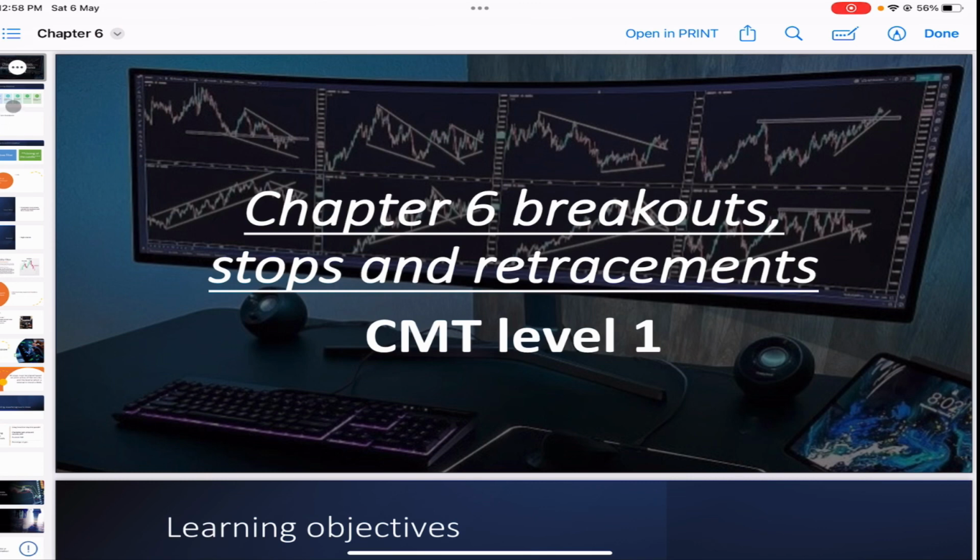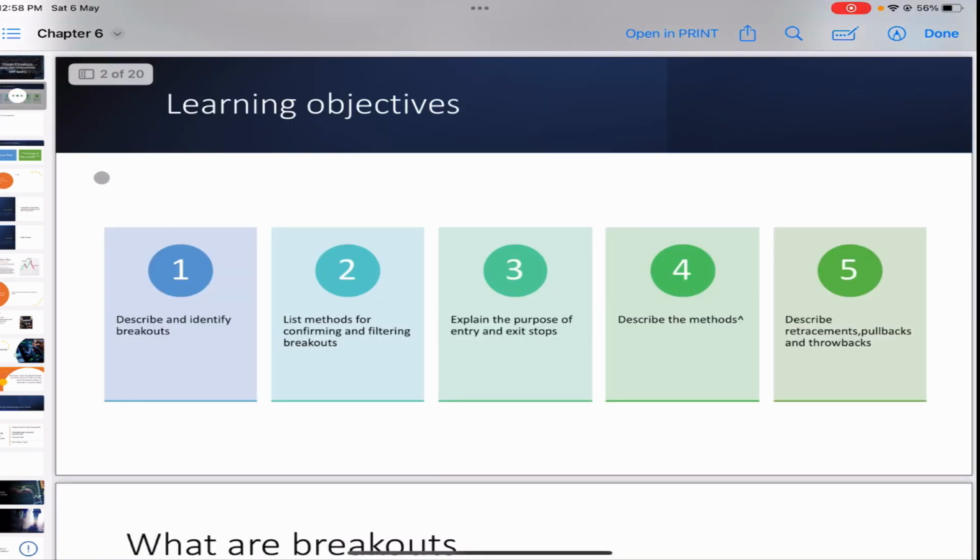All right. So these are the learning objectives in this chapter. First, we'll be able to describe and identify breakouts. What exactly are breakouts? Having a breakout is the first thing, but we also need to confirm the breakout. We can't just enter into a trade as soon as we see that it broke out. We need to confirm that the breakout is not a false breakout. So the second thing we'll be learning is methods for confirming and filtering breakouts. Filtering breakouts is going to basically increase the accuracy of our trades, right?